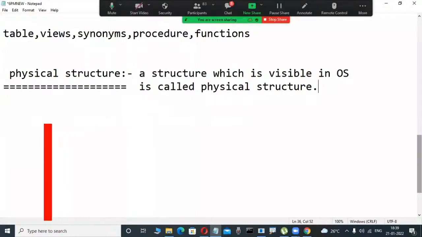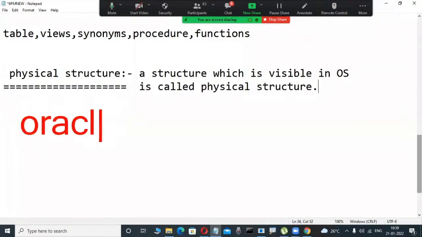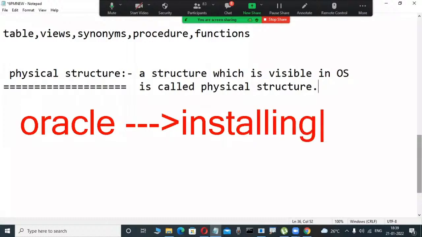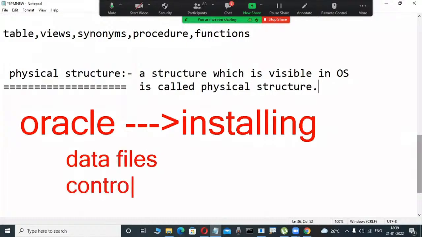Suppose I am installing software, some physical files are created on the disk. Suppose PowerPoint, MS Access, Word, anything we load, physical files are created. Same like that, Oracle is relational database software. MySQL, SQL Server, we are installing, for example. Whenever I'm installing Oracle, automatically some physical files are created: data files, .dbf files, control files, and also redo log files.